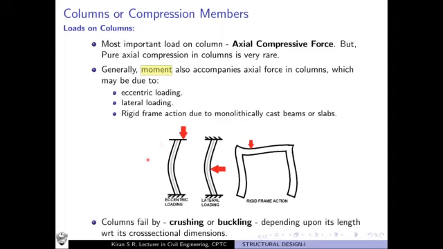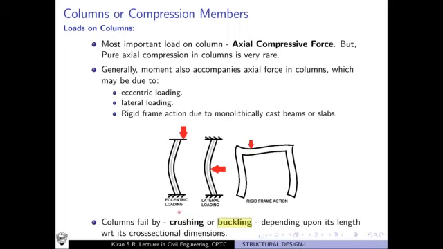Now what are the other things to be taken care of? We have discussed the different types of loads on the columns. As a result of these loads, what are the different ways by which the columns can fail? The column, especially the RCC column, the reinforced concrete column, can fail by two modes. It may fail by crushing or it may fail by buckling.